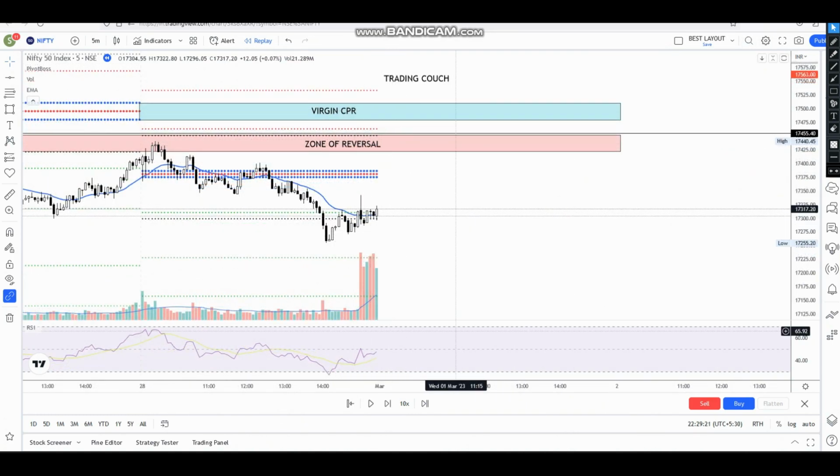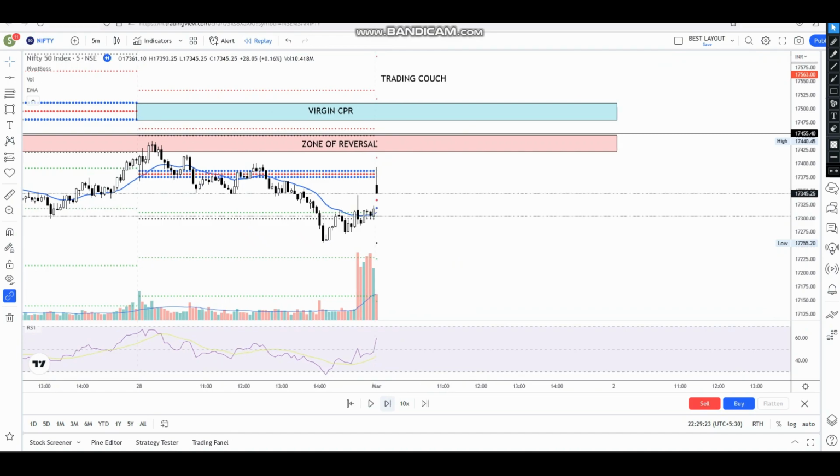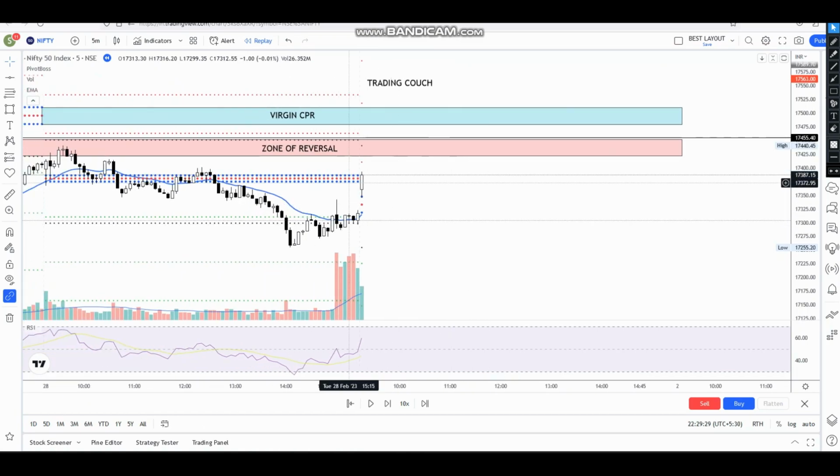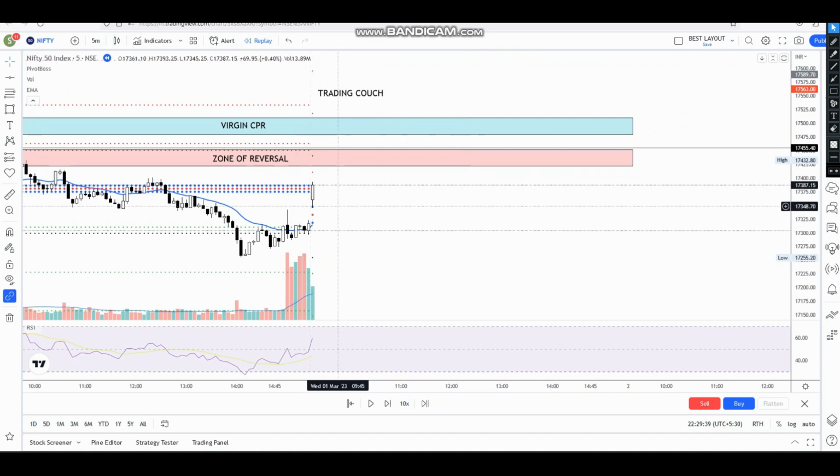So let's quickly jump into the trade. You can see that the first candle has formed a huge bullish candle, which is a good bullish momentum, and there is also a gap up where the present day CPR lies. So the day looks bullish, but we have to wait for a proper pullback.